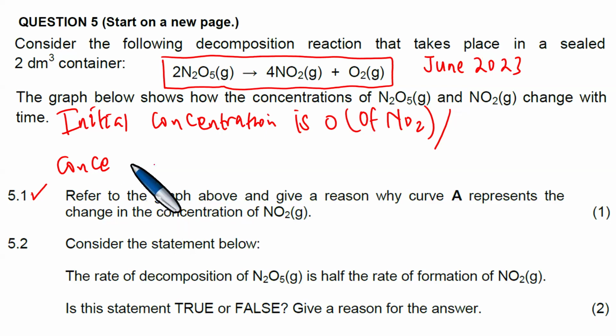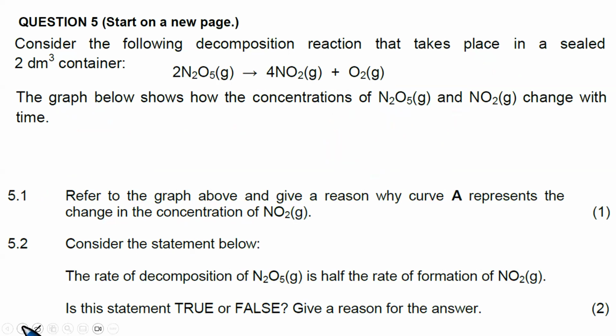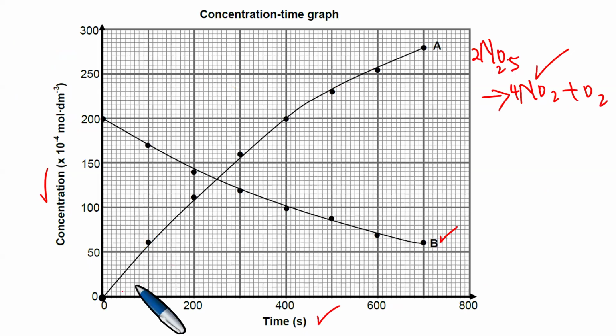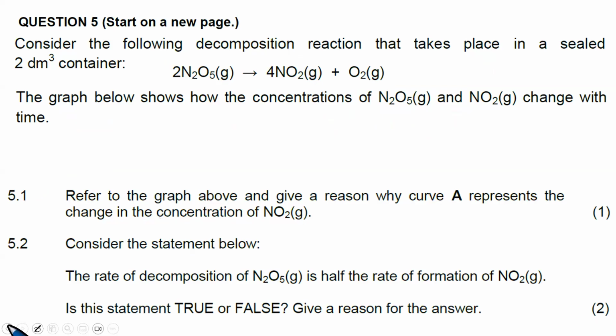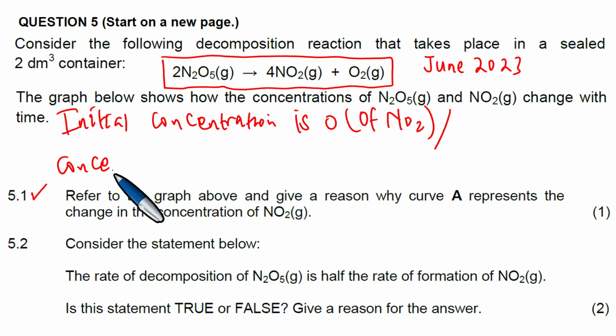Right. So now we're looking at the fact that the initial concentration is 0. We can see that indeed the initial concentration here is 0 for curve A, and that is indicative of the fact that we did not have anything of this substance. It is the NO2 that it did not have. It is one of the products there, and that is the reason. So the way you would answer that question in the exam would be that the initial concentration is 0 of NO2.